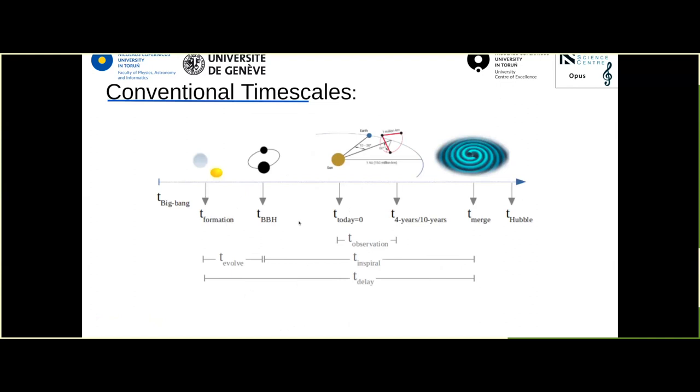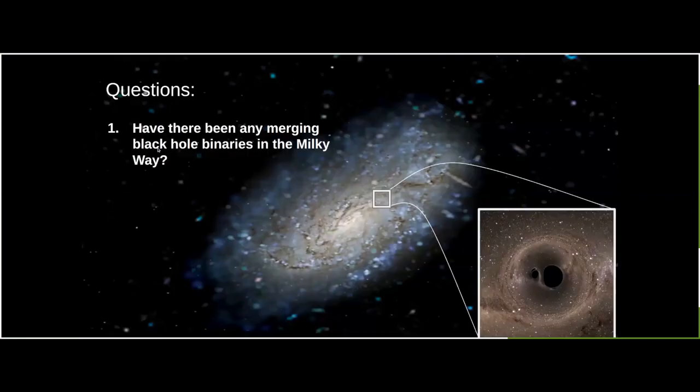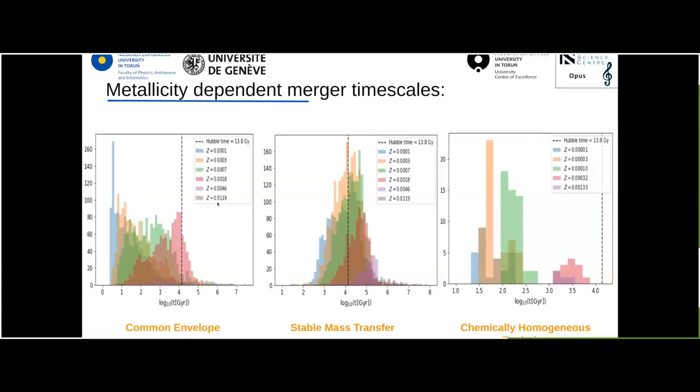Let's find the answer to the first question by studying the merger time scales of binary black holes. What I'm showing here is the distribution of merger times for binary black hole populations of different metallicities. These are different colors for 3 different formation channels. The dashed line represents the age of the universe, that is 13.8 gigayears. From these histograms, we can get the mean value of the merger times for each metallicity.